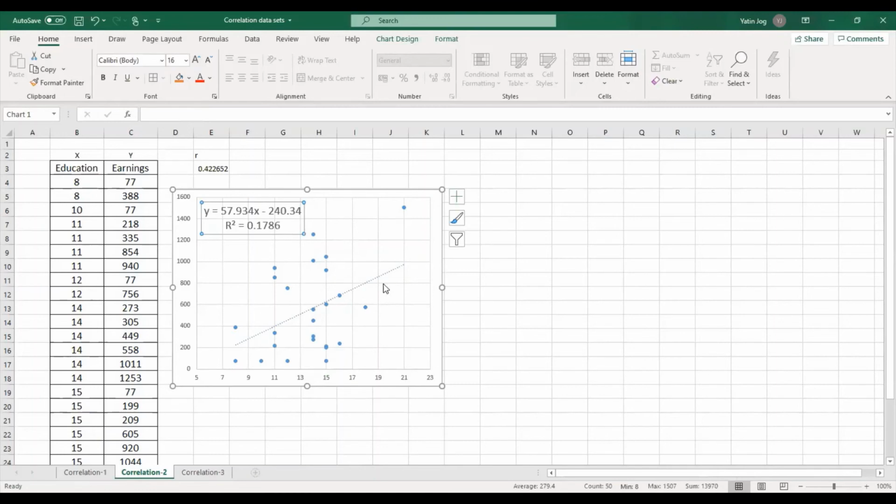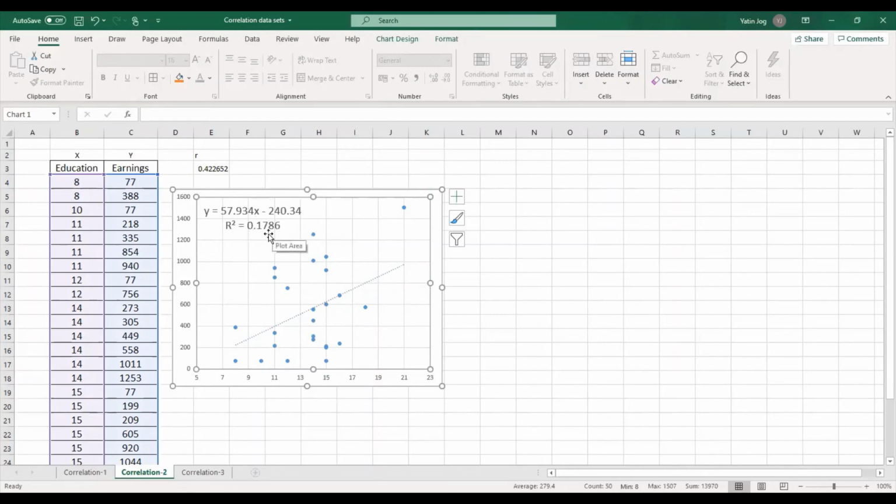Now look at the data points. My trend line is here, and my data points are at a long distance from the trend line. So the deviation of my actual data points from the expected data points is more, and that's why R is very moderate, 0.4 only. And look at the R square now. Because there is a weak relationship, moderate or weak, between X and Y, and the spread is also too much, the value of R square is also very less, 0.17.